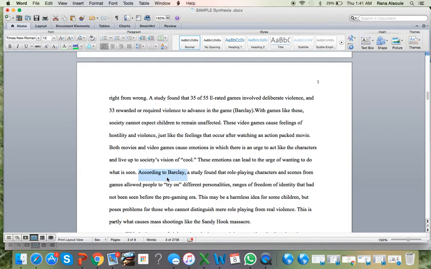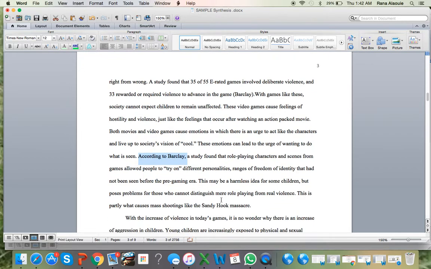You can say according to so and so, according to the article, and then name the article and make sure you put it in quotations. Or you can say according to the author, like she did here. Always use the author's last name. You never ever use the first name unless you're first introducing the author. You can say the first and last name, and then every time after that, it's the last name.